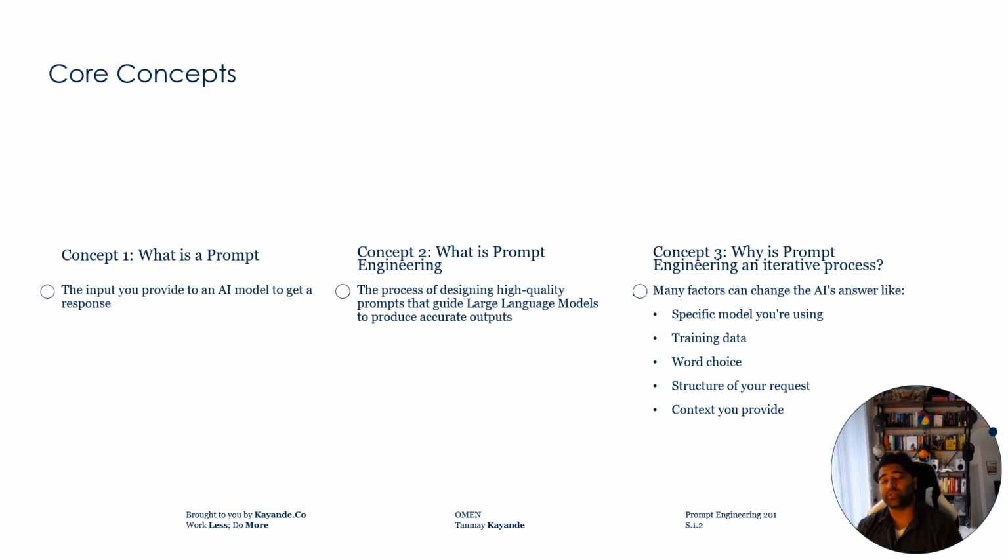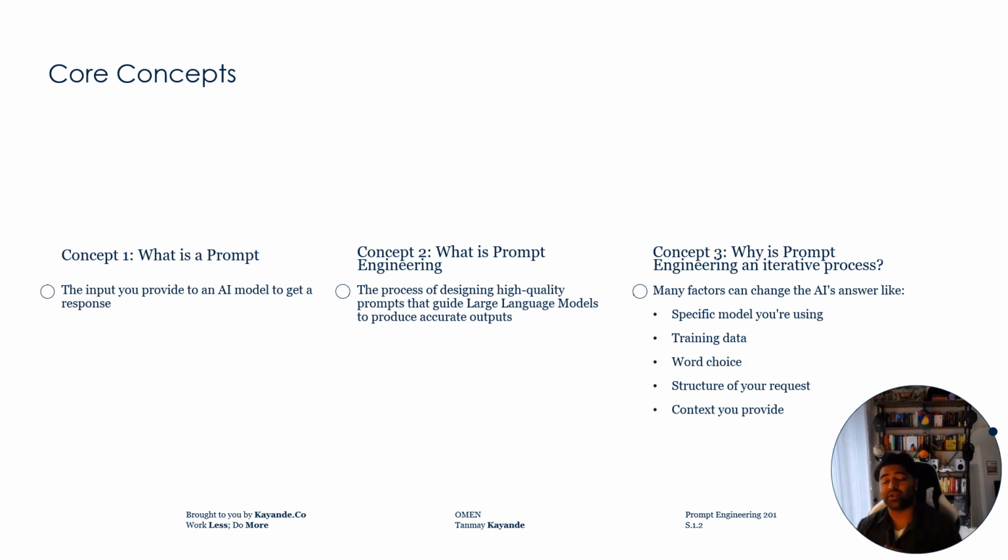What is prompt engineering? We can define prompt engineering as the process of designing high-quality prompts that guide large language models to produce accurate outputs. It's not just about what you ask, but how you ask it. This process involves tinkering to find the best words, optimizing the prompt's length, and evaluating its style and structure to match the task you have in mind. This leads directly to our third concept.